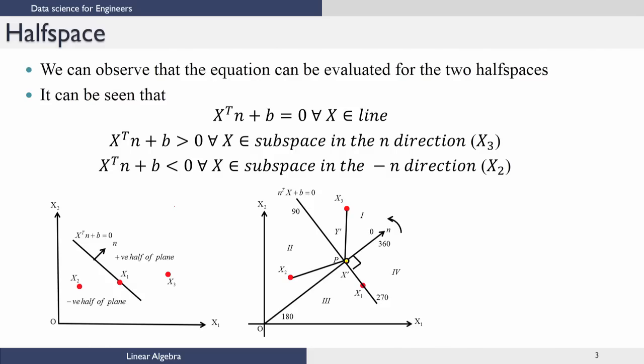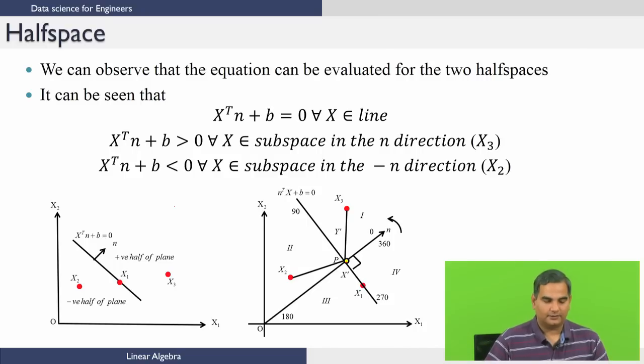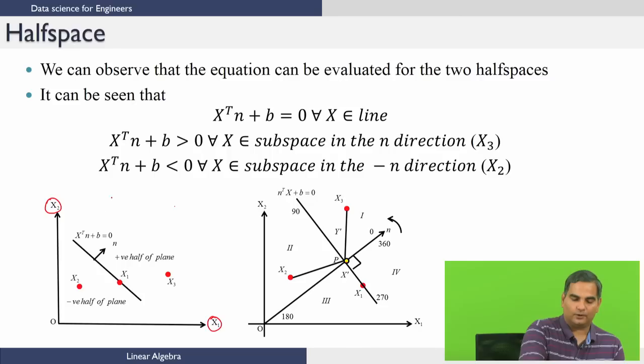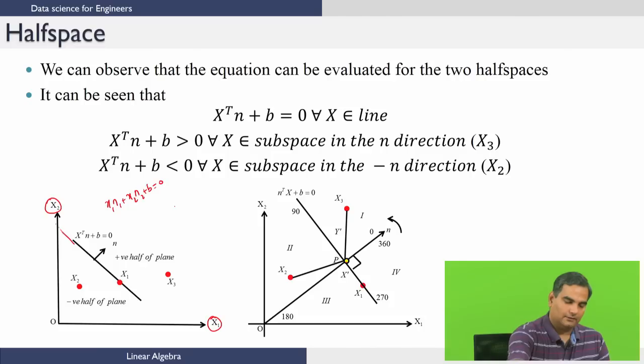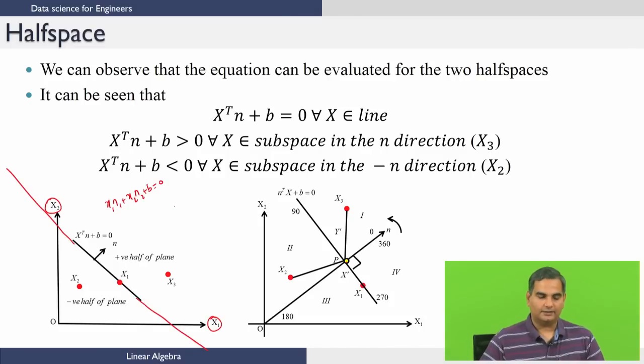Now that we have described what a hyperplane is, let me move on to the concept of half space. To explain the concept of half space, I am going to look at this two dimensional picture on the left hand side of the screen. So, here we have a two dimensional space in x1 and x2, and as we have discussed before, an equation in two dimensions would be a line, which would be a hyperplane. So, the equation of the line is written as x transpose n plus b equal to 0. So, in these two dimensions, we could write this line as, for example, x1 n1 plus x2 n2 plus b equals 0. While I have drawn this line only for part of this picture, in reality, this line would extend all the way on both sides.